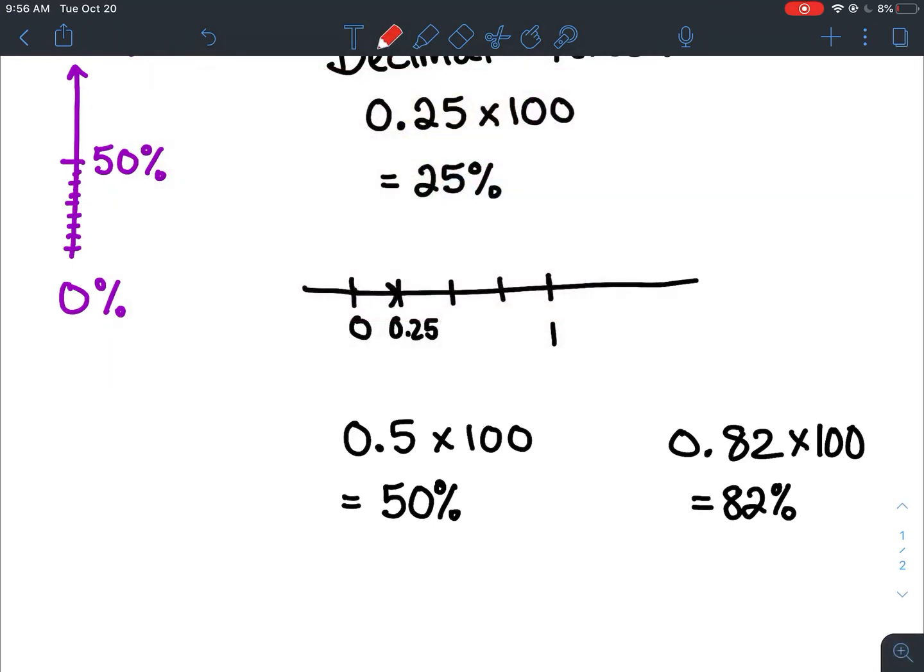A quick way to do this is to just move the decimal place 2 spots to the right. That's how we got 25. And for the 50, we just fill in that missing spot with the 0. The 82 becomes 82%. So that's just a quick way to do it.